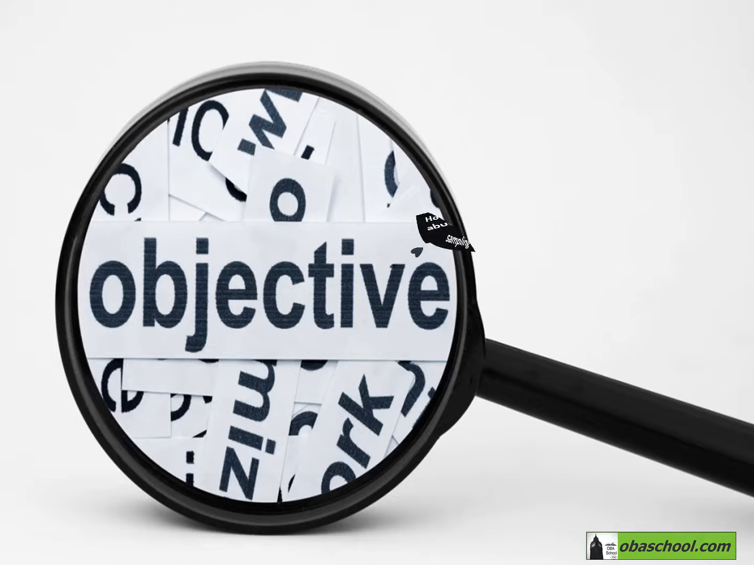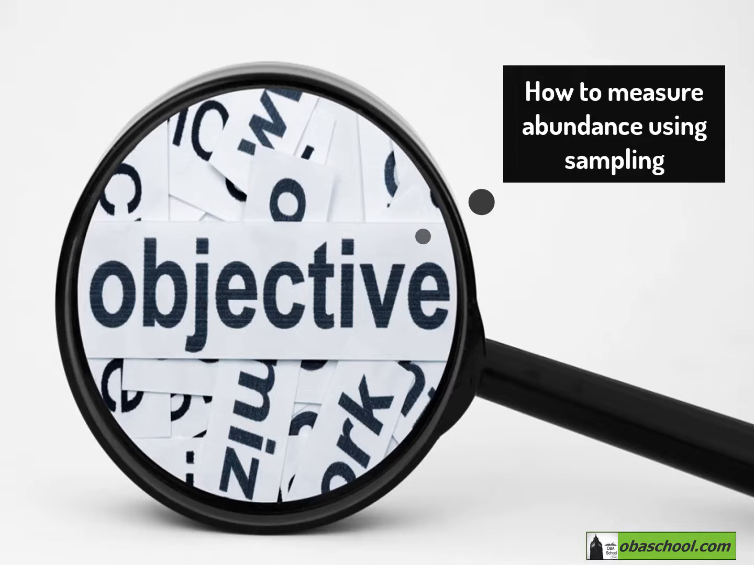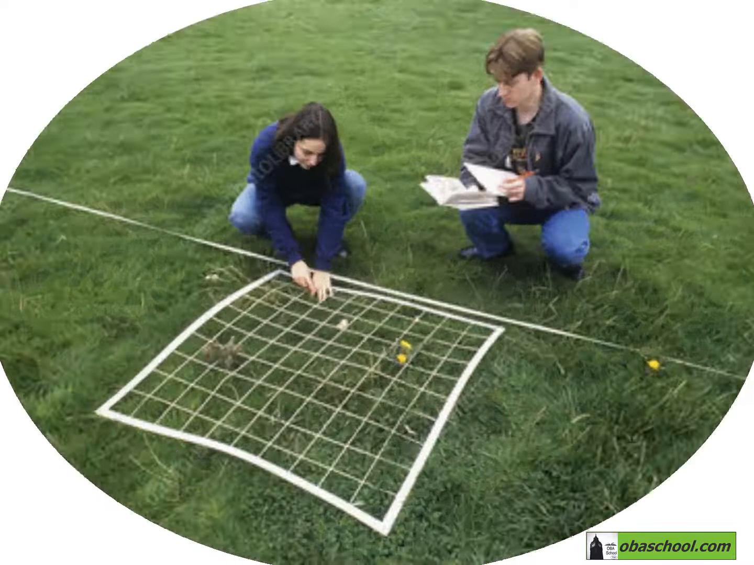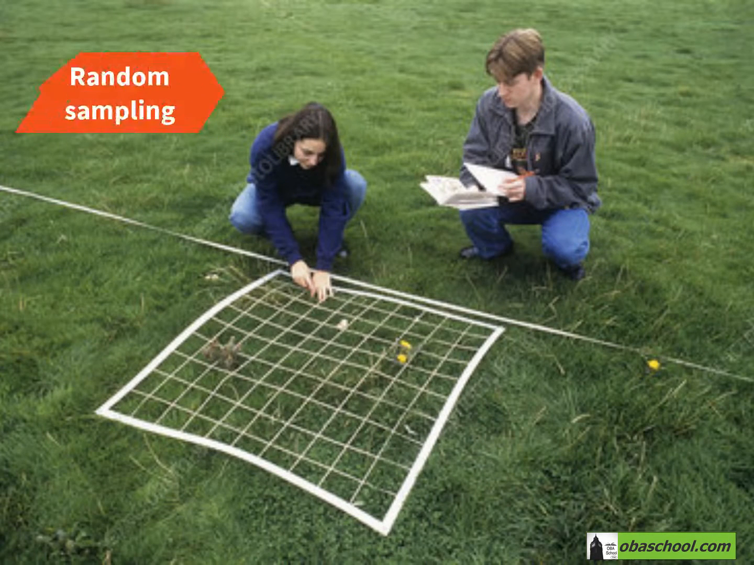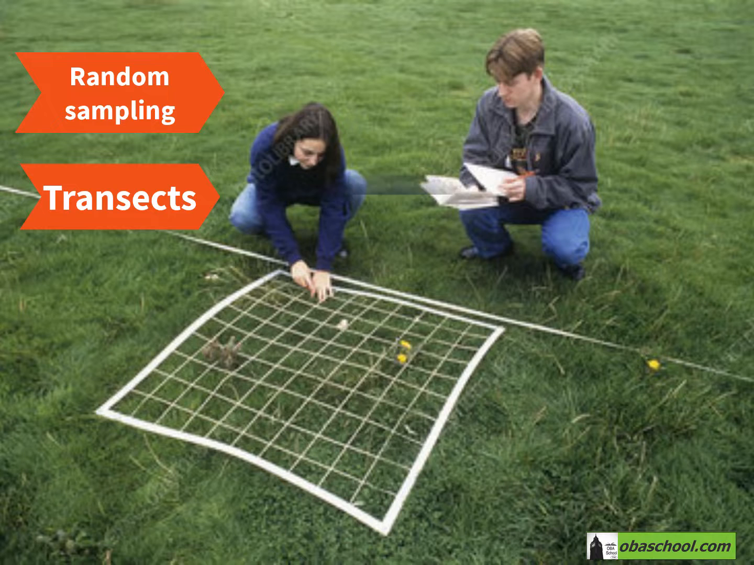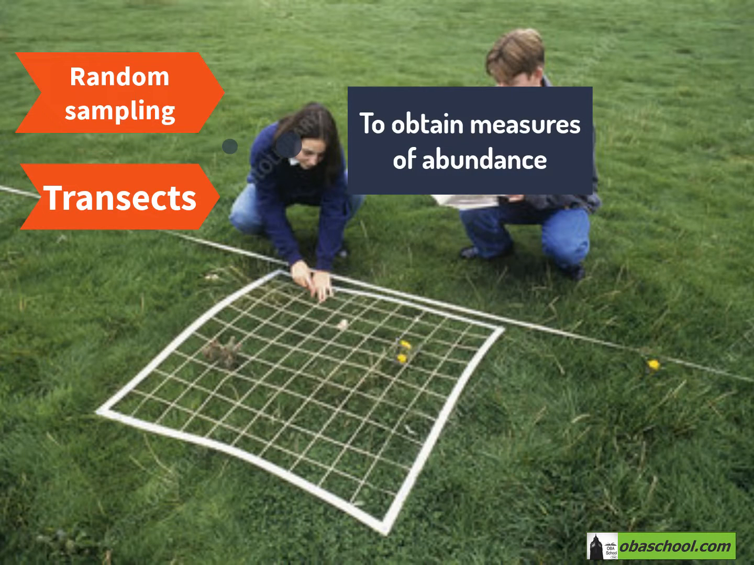And now we are going to learn how to measure abundance using random sampling and systematic sampling. We learned that random sampling with quadrats and counting along transects are used to obtain measures of abundance. So, what do we mean by abundance?